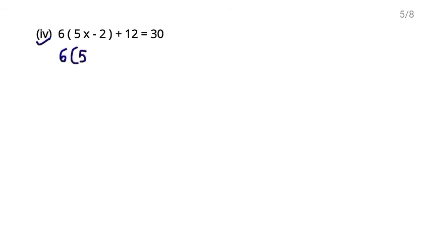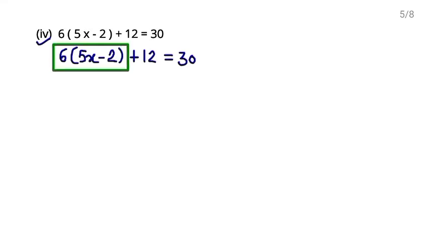Next part, fourth, 6. In bracket we have 5x minus 2, plus 12 is equal to 30. Now students, in this part you will apply the distributive property. आपको पता है distributive property में क्या होता है? If outside the bracket we have any number, then that number will be multiplied by each term in the bracket. Bracket के अंदर जितने भी number है, जितने भी terms हैं उनसे multiply हो जाएगा, right?